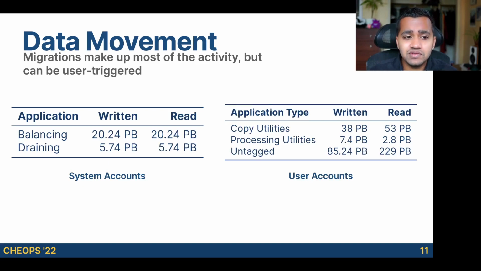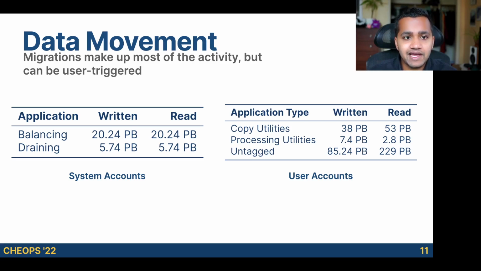Breaking it down, you will see that system applications pertain to replication, balancing, training, maintenance activities that roughly read and write the same amount of data as they're moving it around. On the other hand, user-initiated copy utilities that are specifically tagged wrote 38 petabytes and read 53 petabytes of data. Processing utilities were responsible for 7.4 petabytes and 2.8 petabytes of writes and reads respectively.